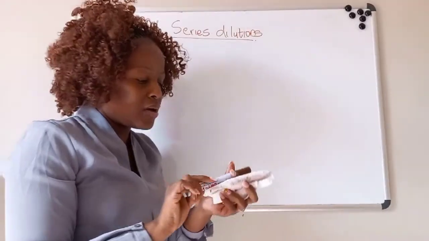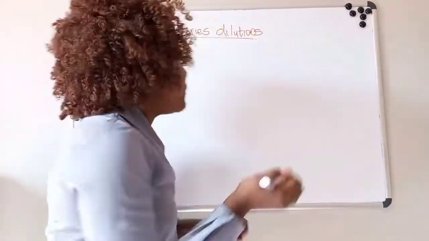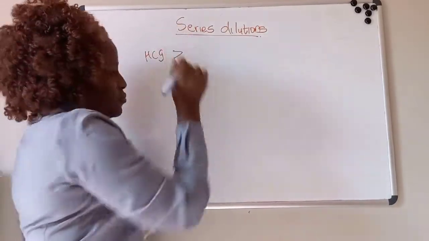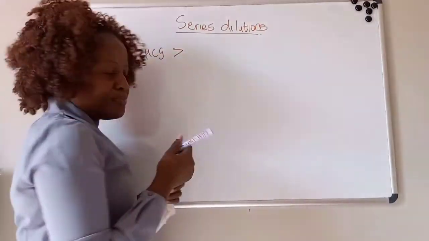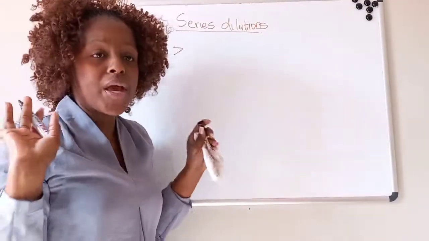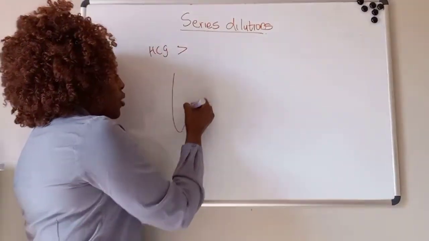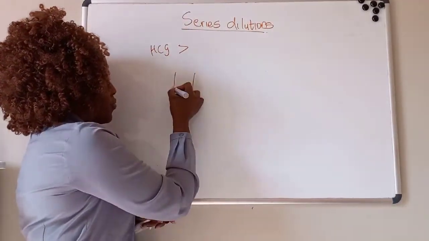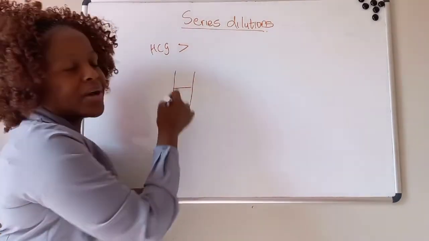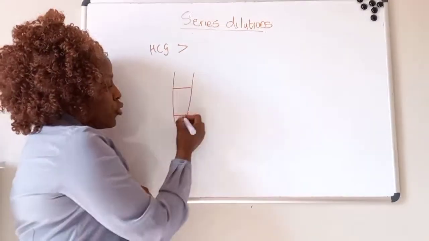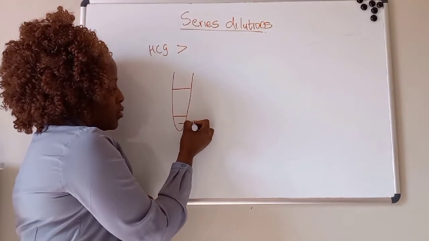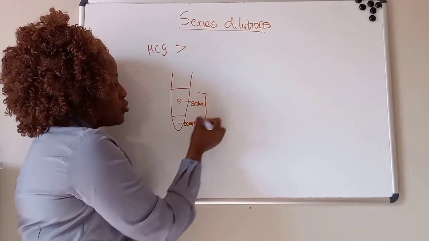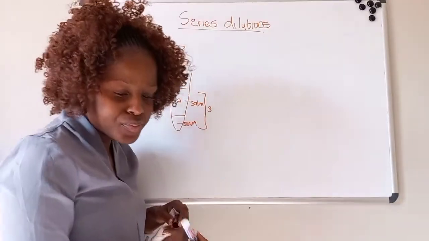So let's say you just got a printout whereby a beta HCG result is high. It gives you a greater than, and you decide to do a 1 in 3 dilution. So how are you going to do a 1 in 3 dilution? It means a 1 in 3 is 1 part of your serum, and then 2 parts of your cell line, and it gives you a total of 3.